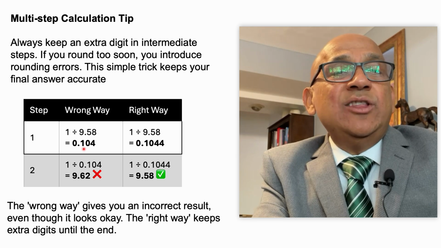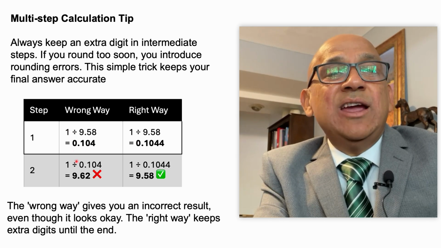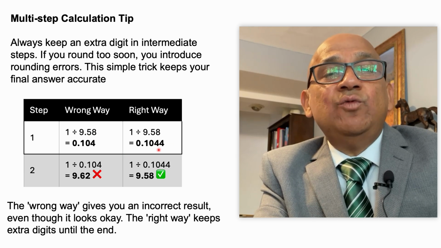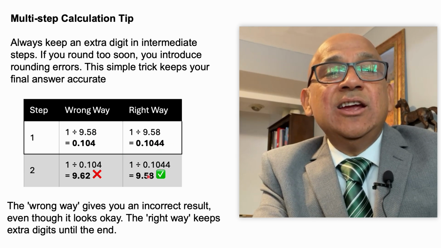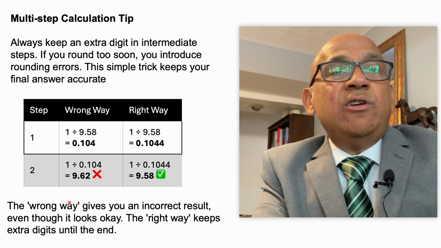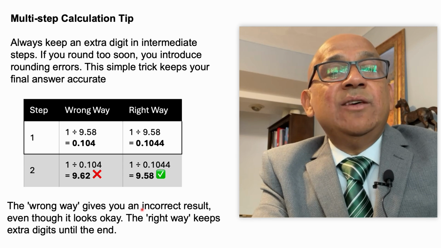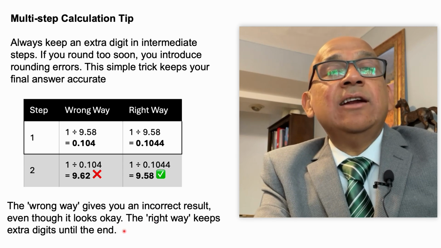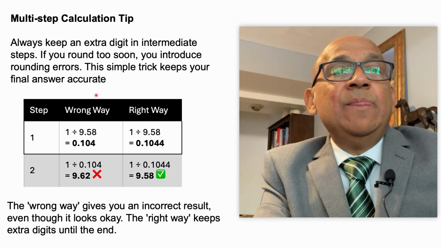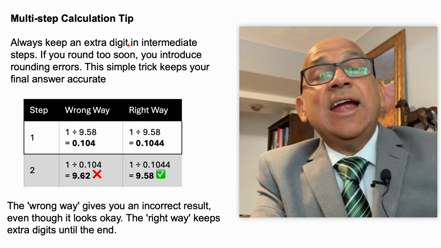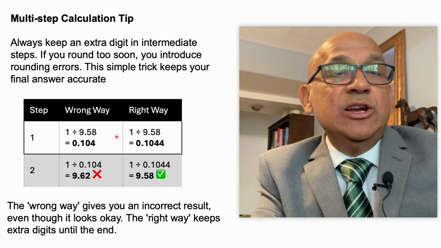Otherwise, what will happen, suppose in the next step I just divide 1 by 0.104, then your answer will be 9.62, which is not the same as what it was in the beginning. On the other hand, if you had used 1 digit extra and you divide it, it will be 9.58. The wrong way gives you an incorrect value, even though it looks okay. The right way keeps the extra digit until the end. So this is the right way of doing it. Always keep an extra digit in the intermediate steps, and at the very end, you can round it completely.